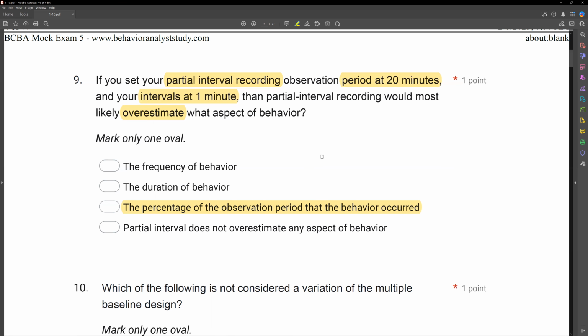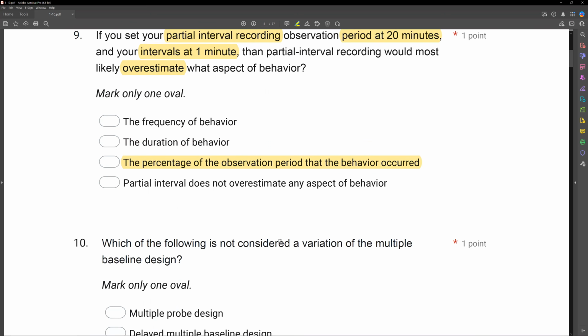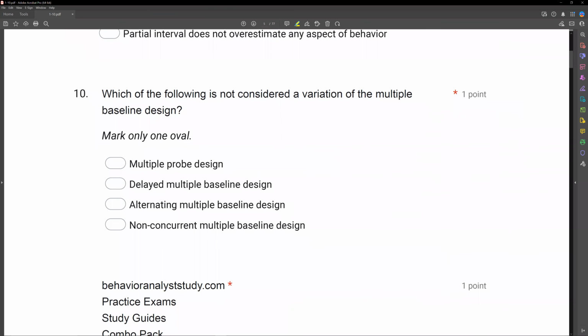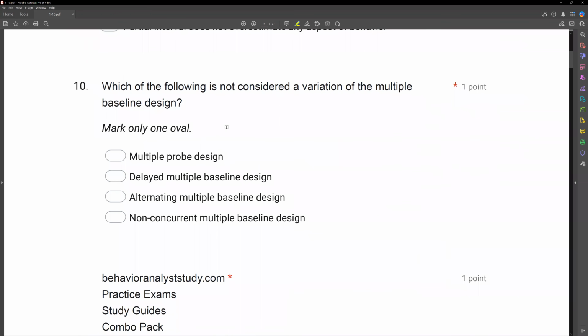Think about that logically. Think about your observation period, how long your intervals are, and how partial interval recording works. And then finally, 10, which of the following is not considered a variation of the multiple baseline design? There's a lot of different types of multiple baseline designs. Which of the following is not one? A, multiple probe. Well, multiple probe, you should know that's the most common variation of the multiple baseline design.